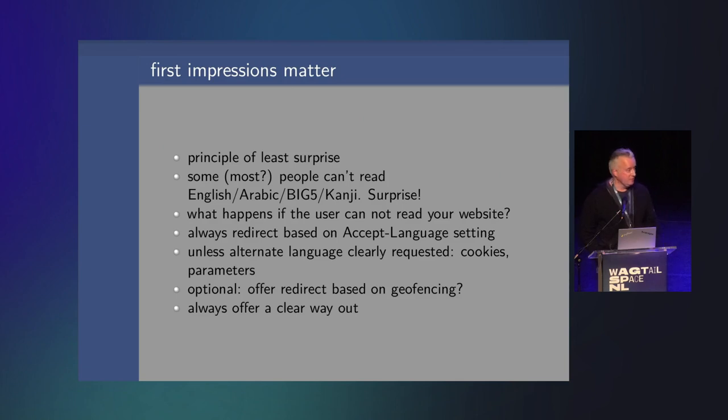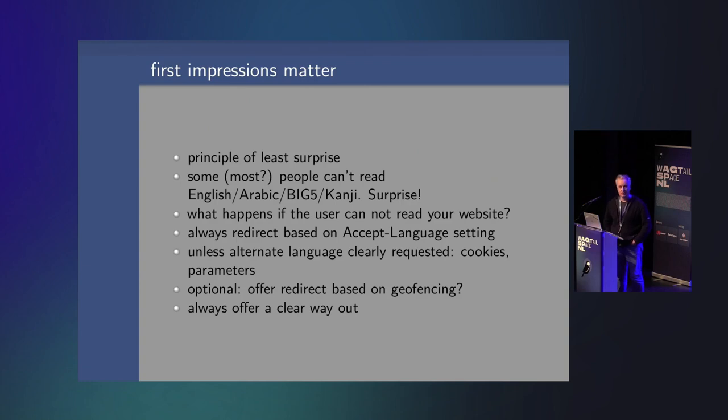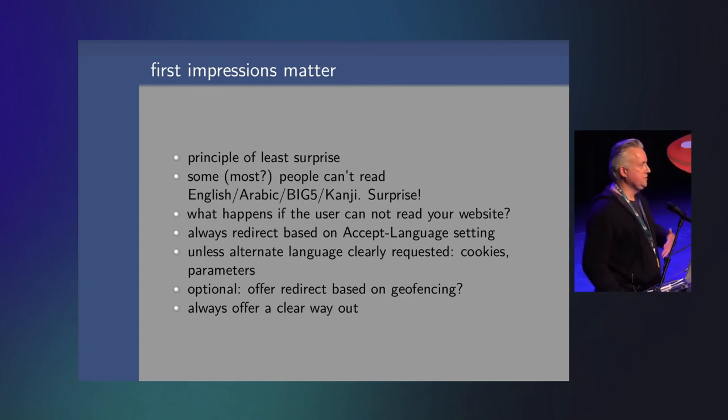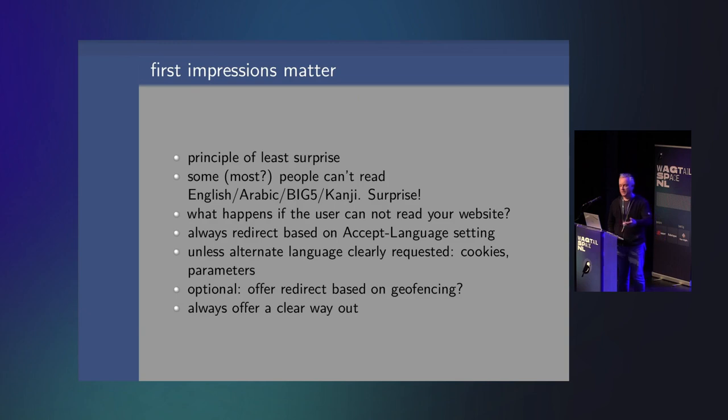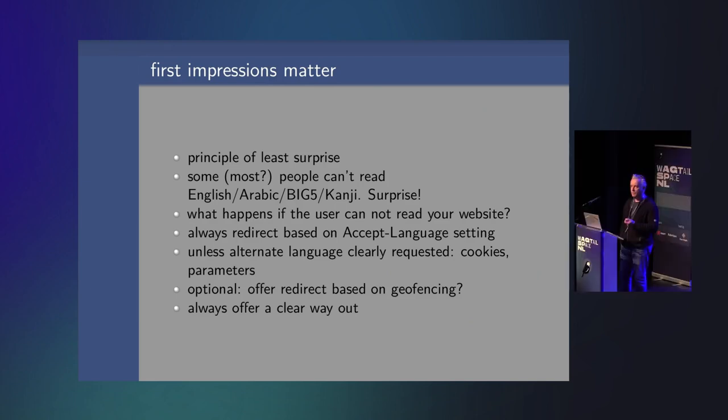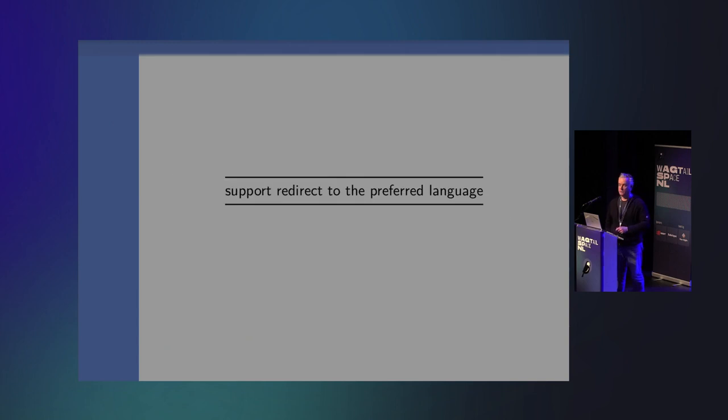Or you can offer a manual redirect, like a pop-up: Hey, I see you speak French, but no English. Do you want to open the page in French, perhaps? Of course, in French, you ask them. You can also offer an optional geofencing redirect. So, hey, you're from China, perhaps you want to visit the Chinese website, or you're visiting from Egypt, perhaps you want to open the Arabic website of Al Jazeera instead of the English website, etc. But you should always take into account what your website looks like for first-time visitors from a specific cultural and linguistic background. Offer them a way out, or else they will take their own way out.